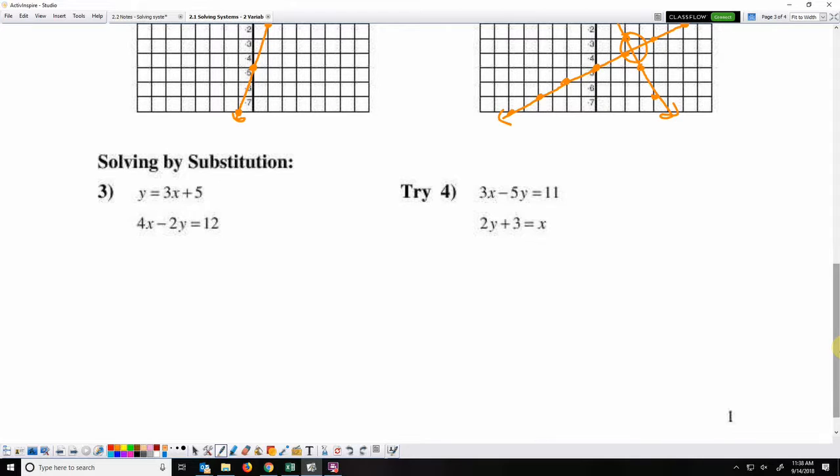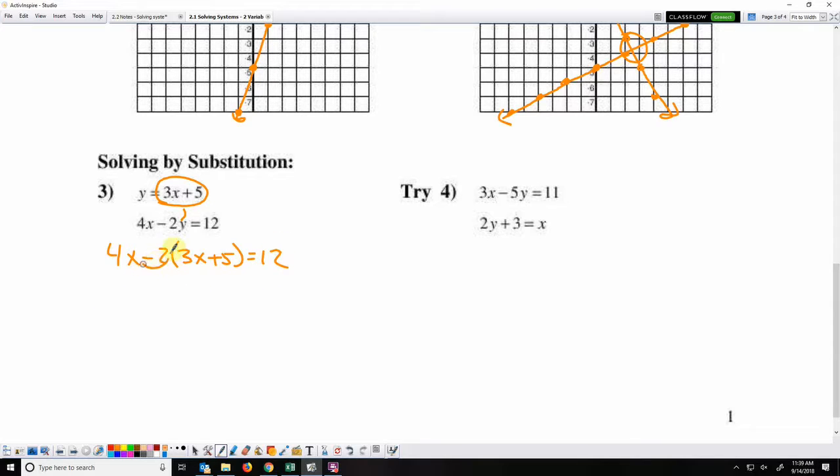Substitution. Substitution is great when there's a variable all by itself, or when it would be really easy to get a variable all by itself. In this case, I know that y equals that. So I can substitute that in for y right down here in the second equation. So this 4x minus 2y becomes 4x minus 2 times that value of y, 3x plus 5.